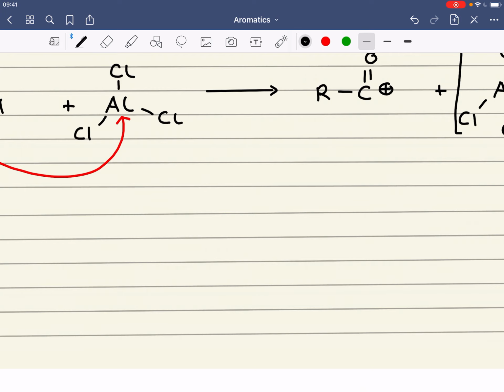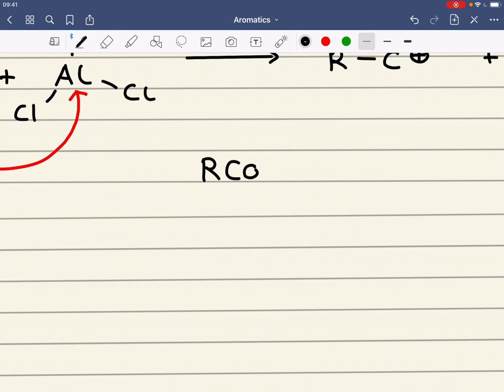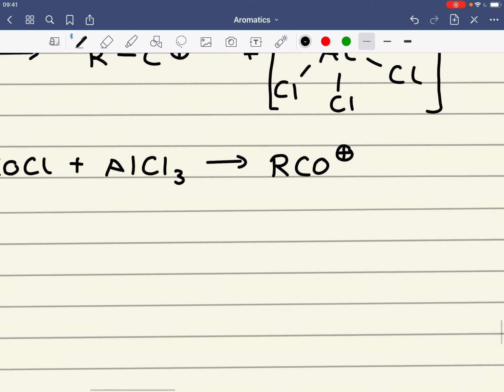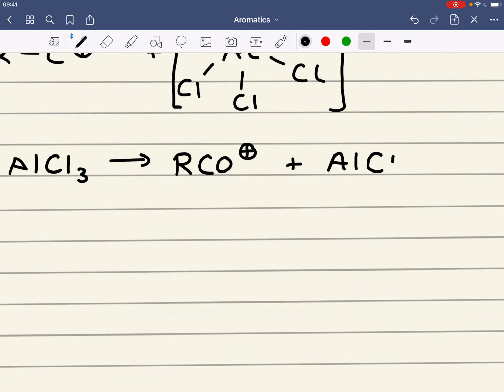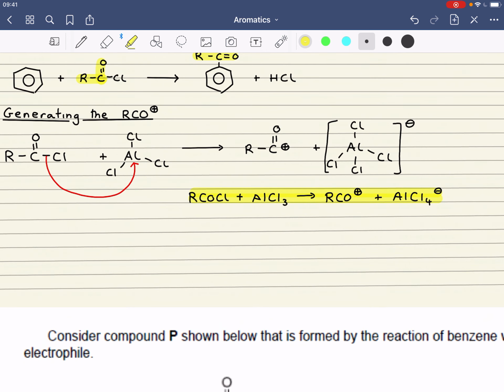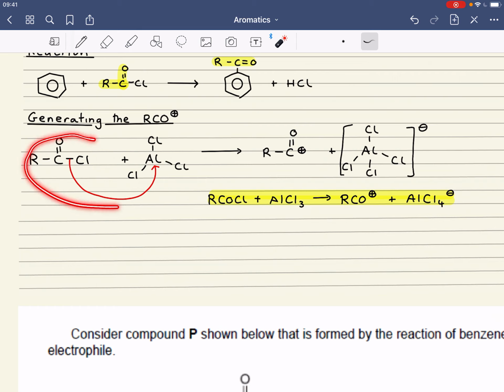Okay, so if I was writing this equation out, it would simply be RCOCl + AlCl3, and that gives us RCO+ and AlCl4-. And that's the equation that you would need to remember if you're asked to generate the electrophile in a Friedel-Crafts acylation reaction. This sort of curly arrow is not required, but I've put that in there to show you how this new Al-Cl bond is formed.